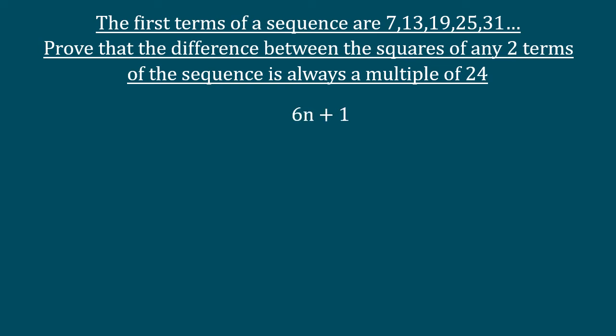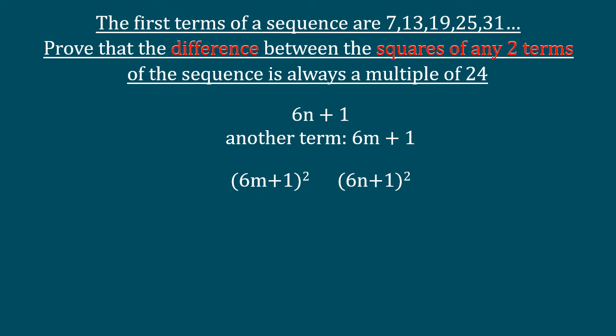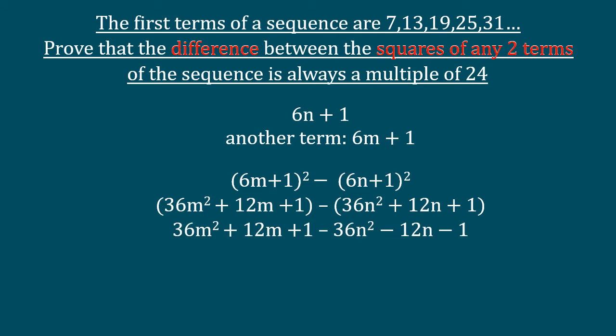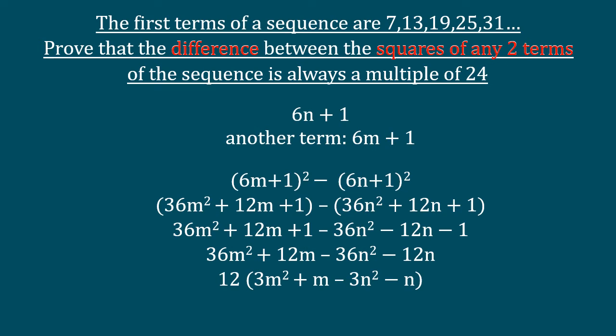The nth term is 6n plus 1. Another term is 6m plus 1. We square both terms and subtract, and then collect like terms. We can now take out a factor of 12 and group the m's and n's.